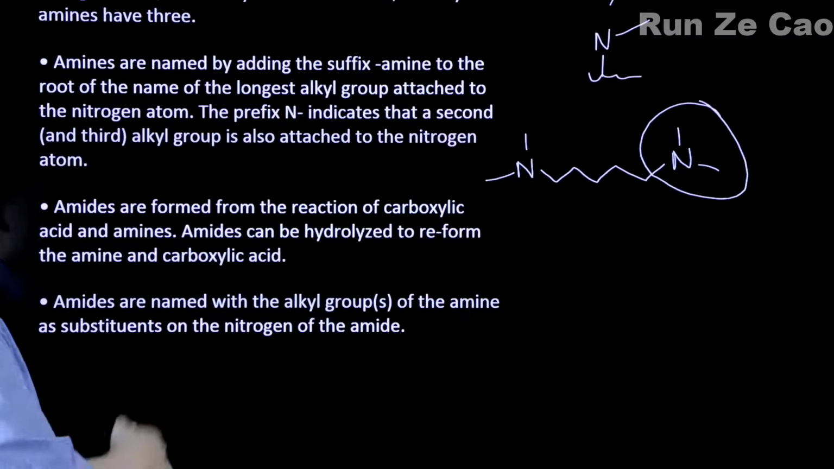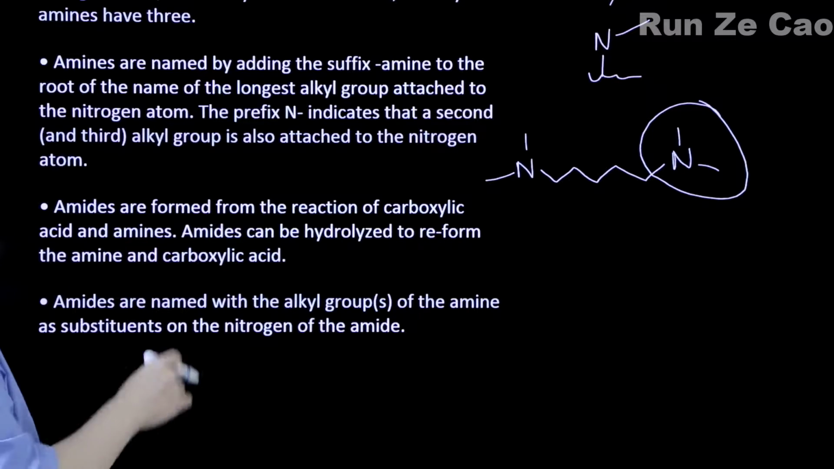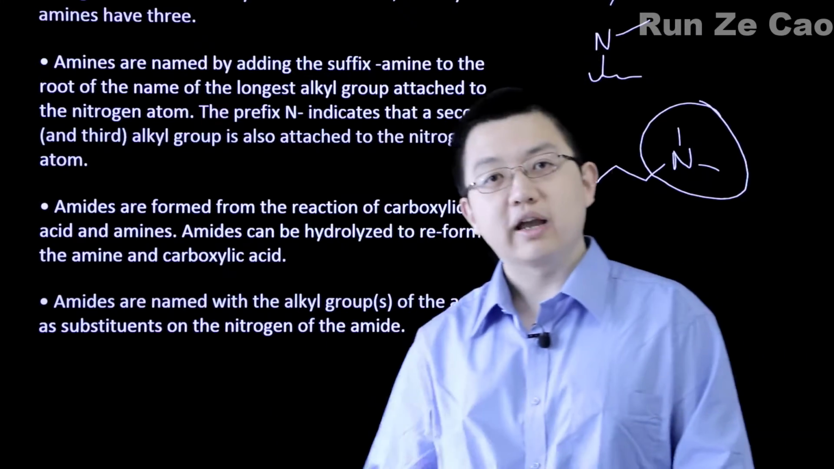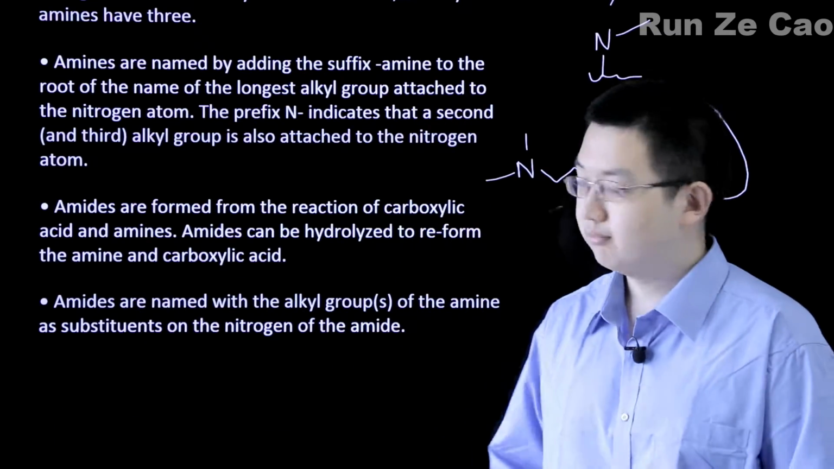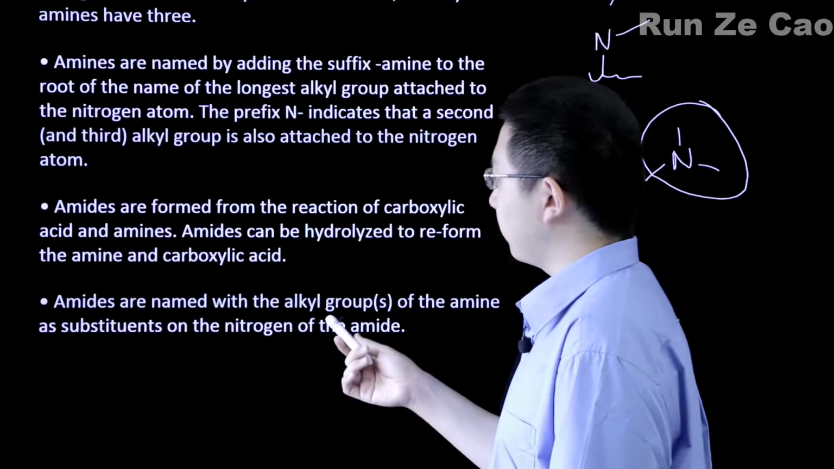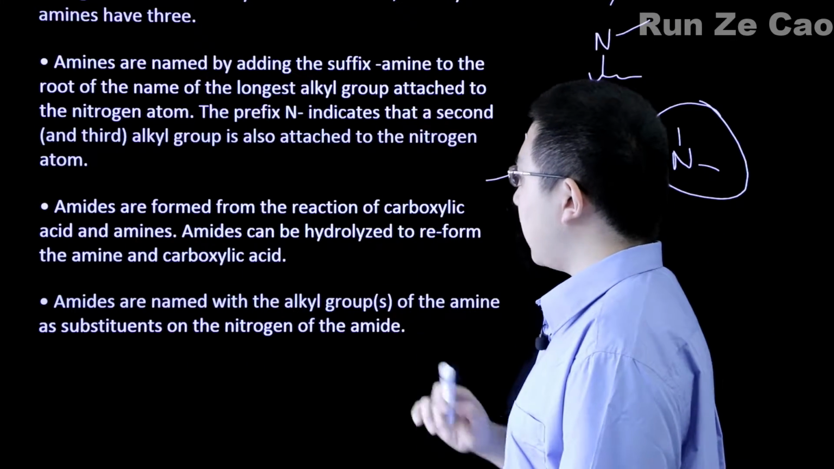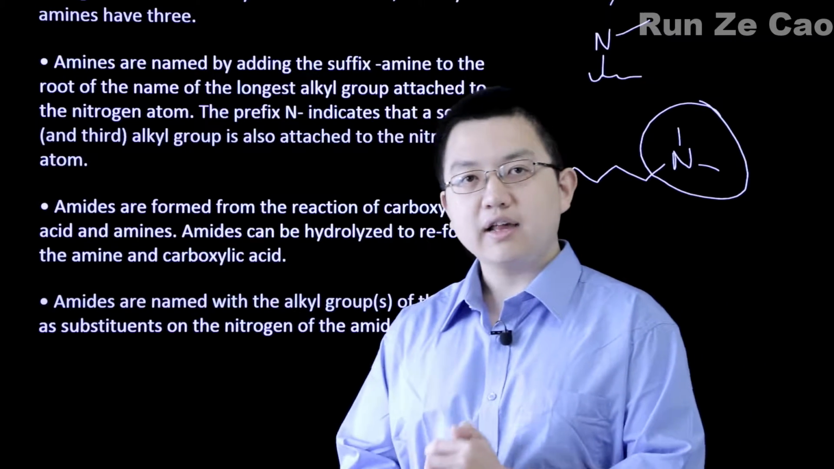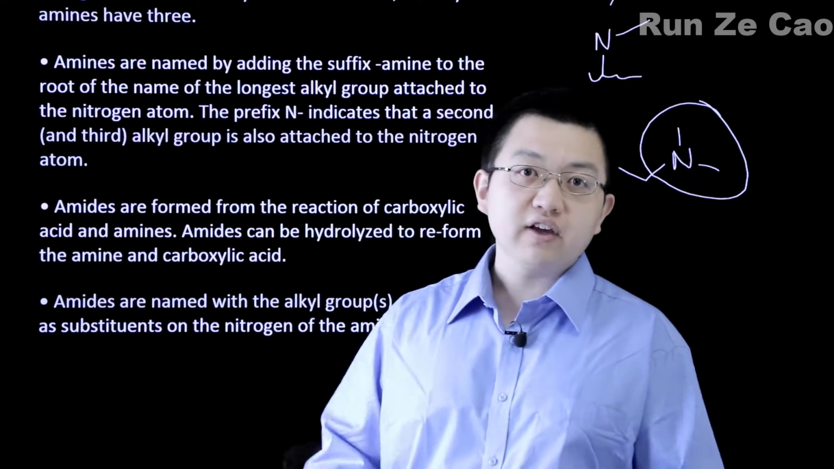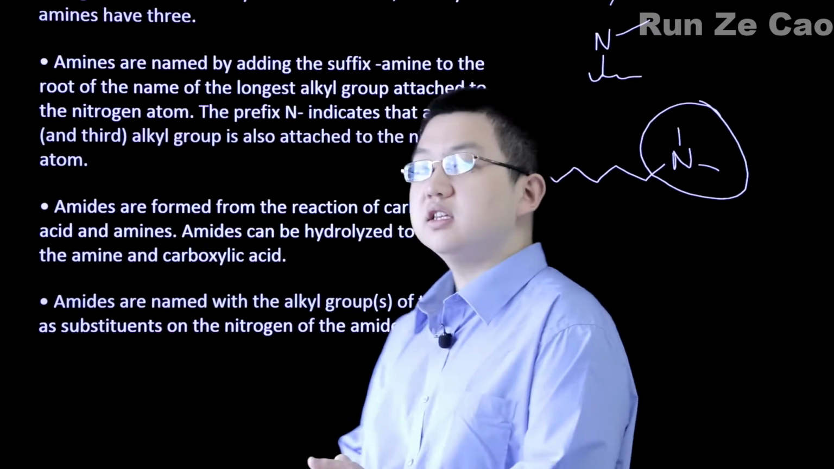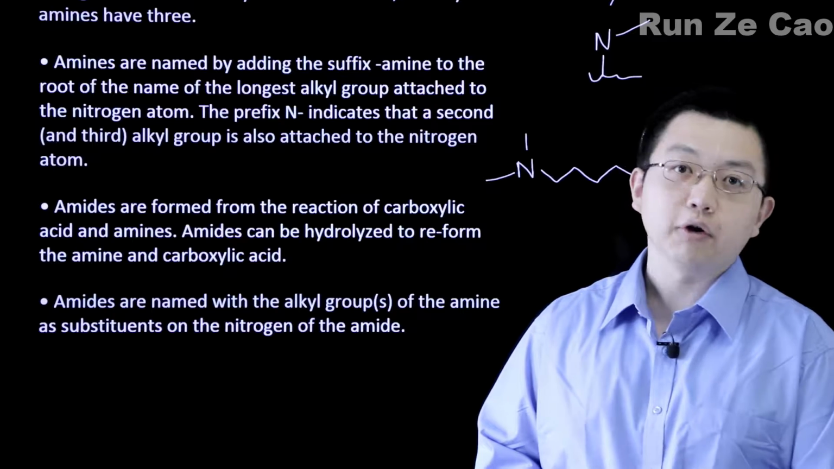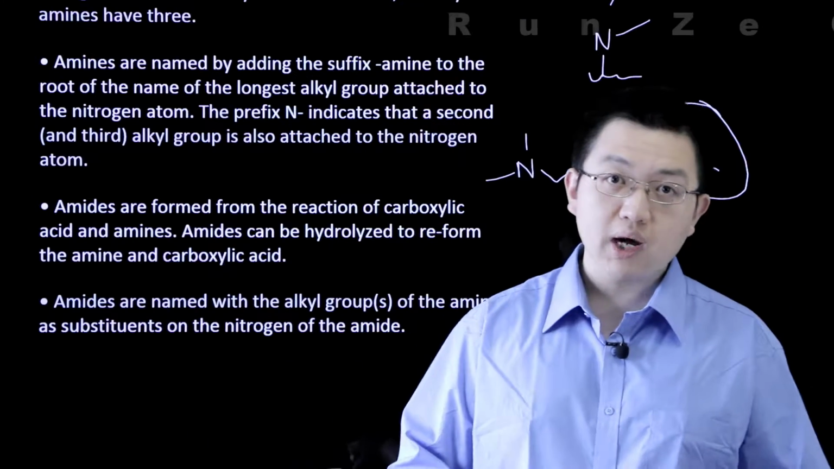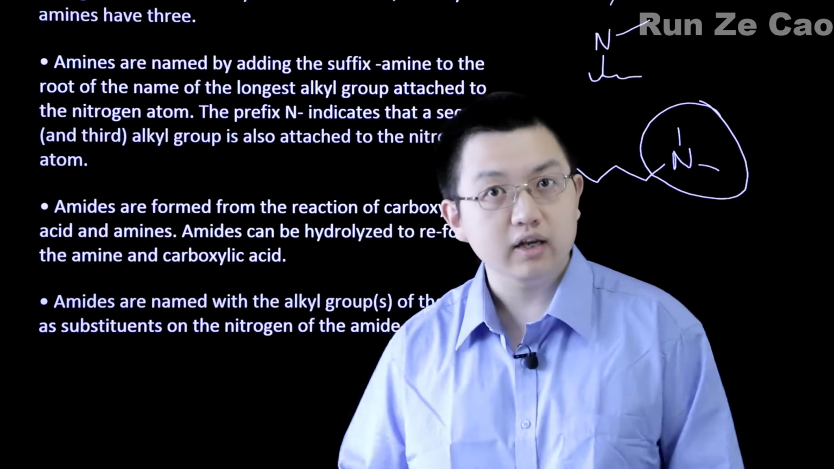Now, amides are formed when you react carboxylic acids with an amine that is not tertiary, so an amine that has a hydrogen it can give up to participate in this condensation reaction. Now, amides can be hydrolyzed to reform the amine and the carboxylic acid in either acidic or basic conditions. Obviously, if you do this in acidic conditions, the amine is going to come out as protonated. And if you do this in basic conditions, the carboxylic acid will come out as deprotonated.